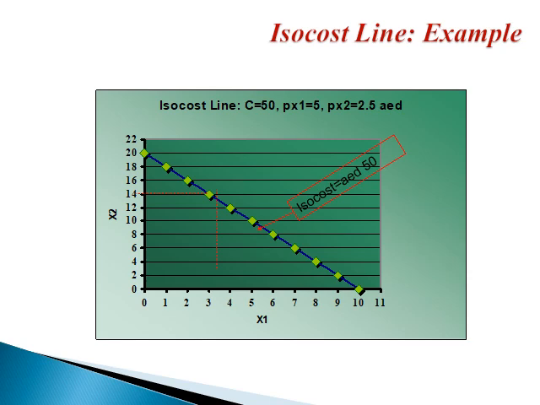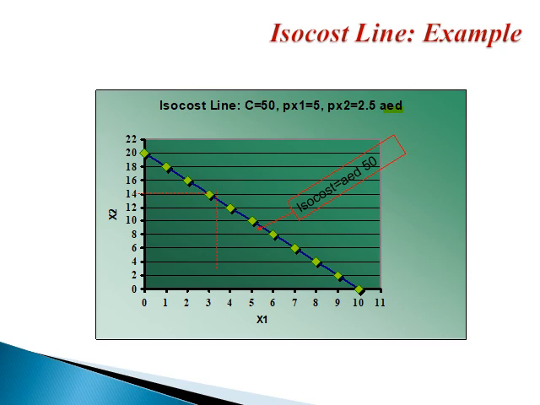Suppose that the level of cost is $50, and suppose that the unit price of the first input is $5 a unit, and the unit price of the second input is $2.5 a unit. Forget about AED. This is dollars. In that case, how do we graph it?